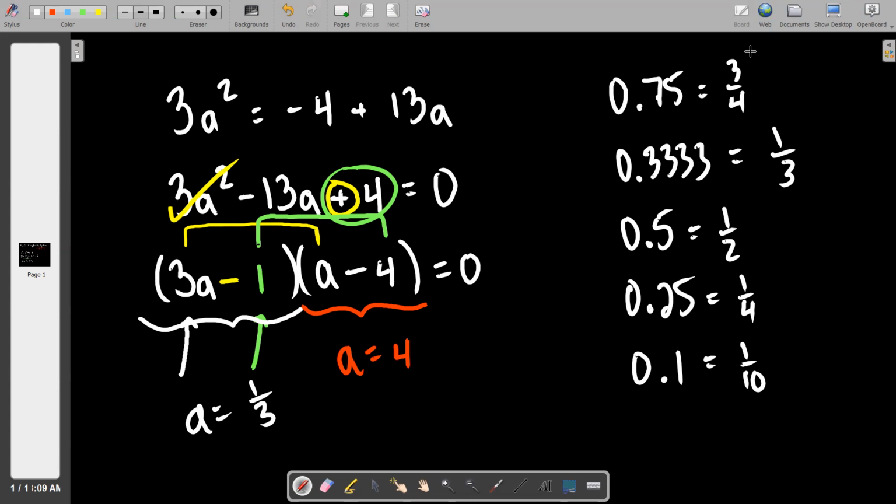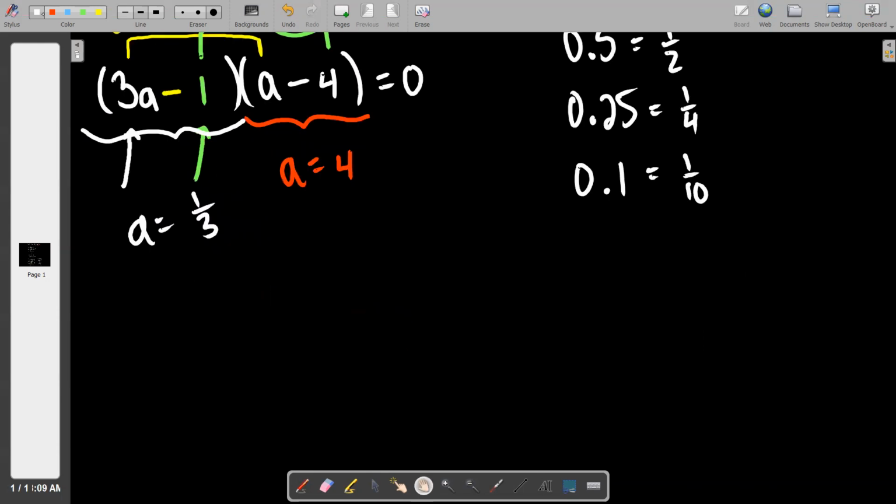today who doesn't want to memorize those. You need to know basic decimal to fraction conversions. 0.3 repeating is a third, 0.5 is a half, 0.25 is a fourth. Here's a tricky one. Let's see if anyone knows this one. What if Desmos were to give us 0.125? Does anyone know that one?